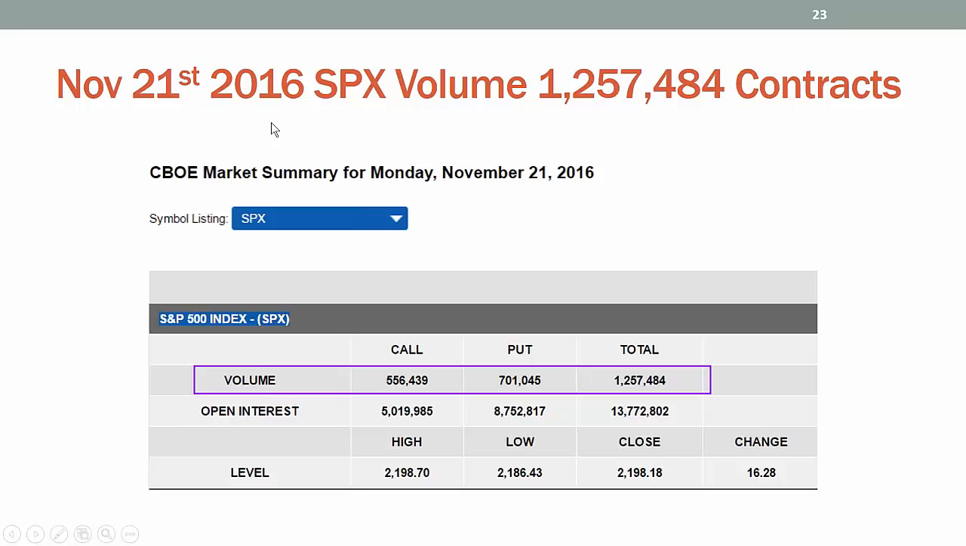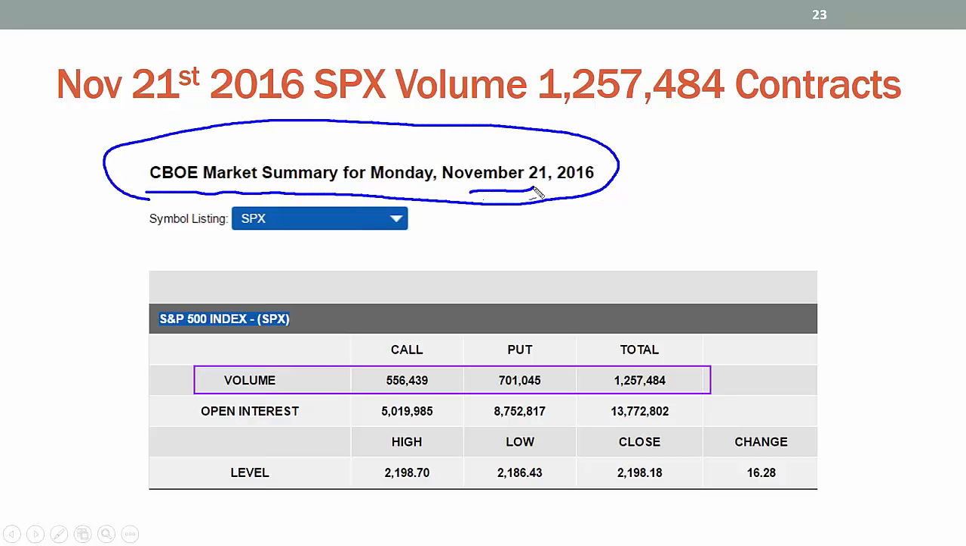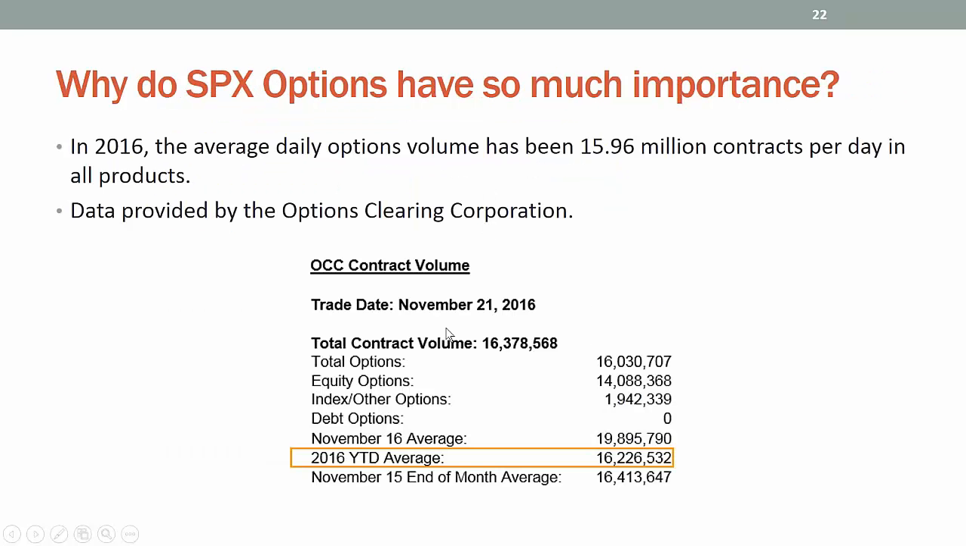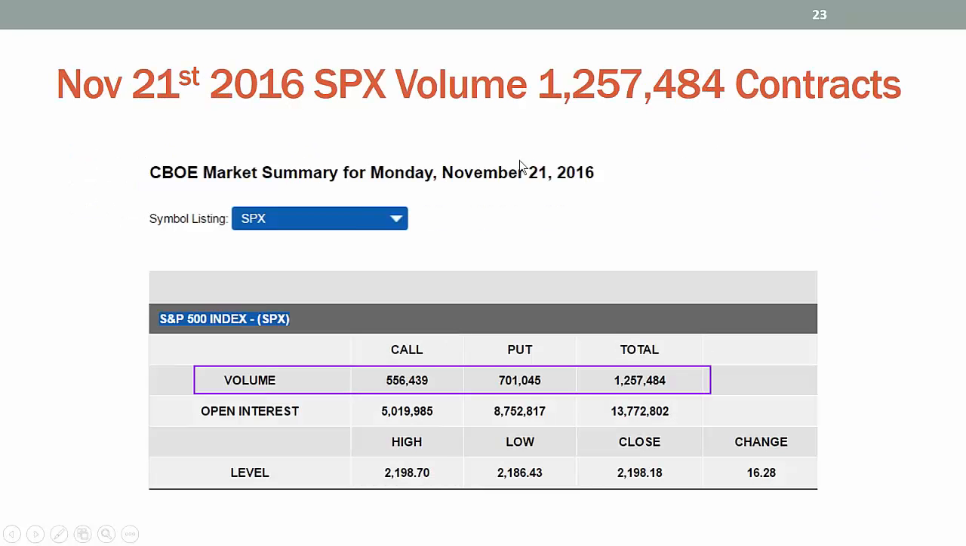Okay, November 21st, 2016, the SPX volume was 1,257,484 contracts. This comes from a screenshot of the Chicago Board Options Exchange data. Now, the reason I picked November 21st, it was neither here nor there. It was a Monday. I picked it because it was just the easiest thing to do. Again, it takes me a long time to put all this data together. So 1.2 million. I want you to think about this right now.